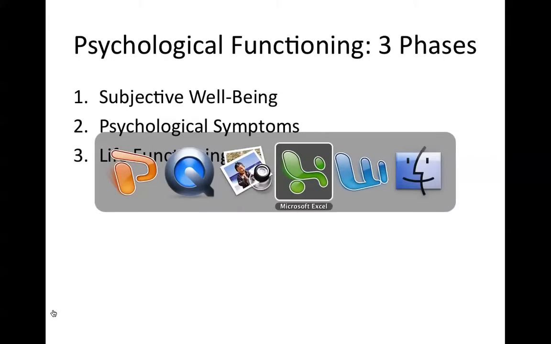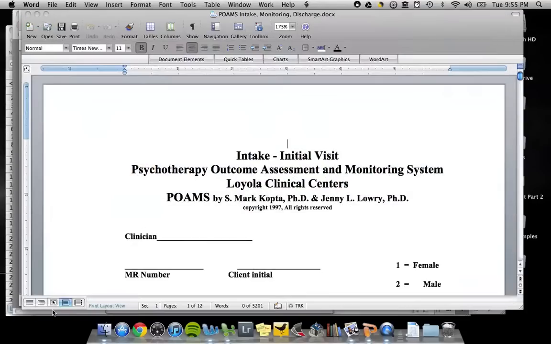So the way we measure that at the clinic is with a form called the POAMS, which stands for the Psychotherapy Outcome Assessment and Monitoring System. There are actually three forms that go along with the POAMS. There's the intake form, which you give to your clients at the first session. There's also an outcome monitoring form, which you give to your client at every follow-up session. And then there's a discharge form, which the client gets on their final session.